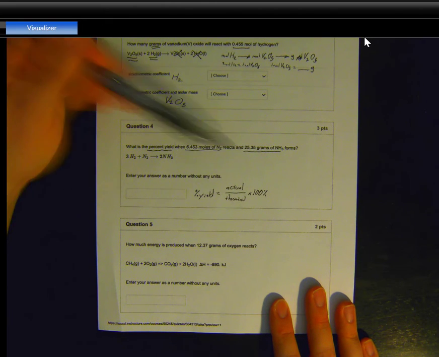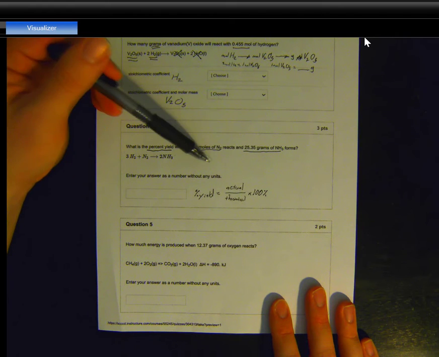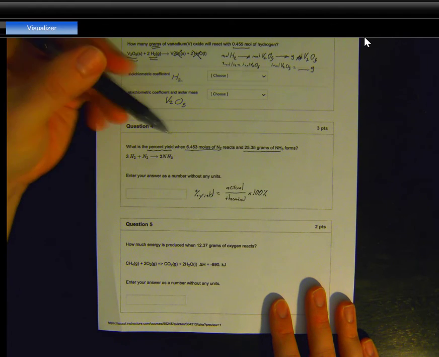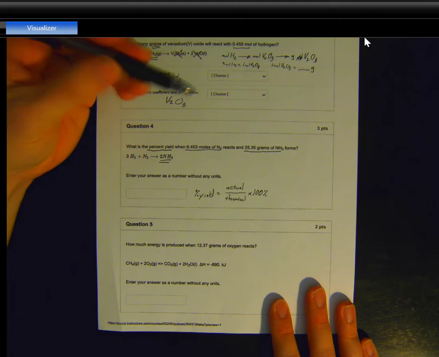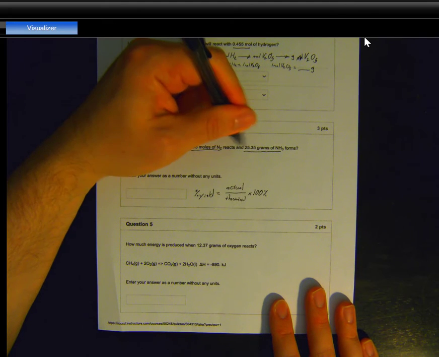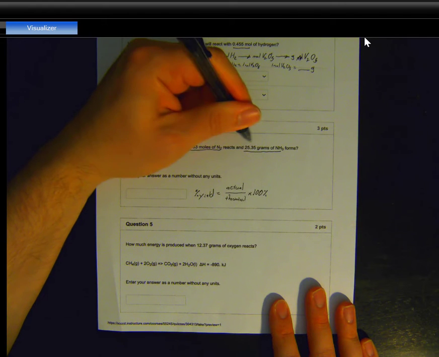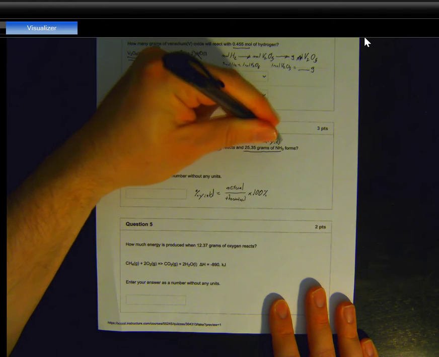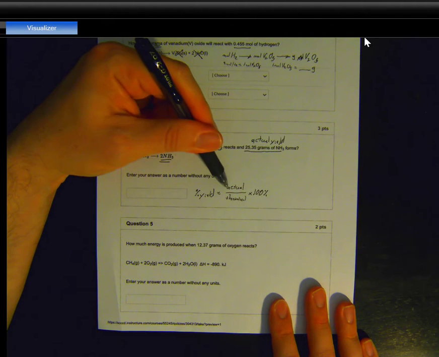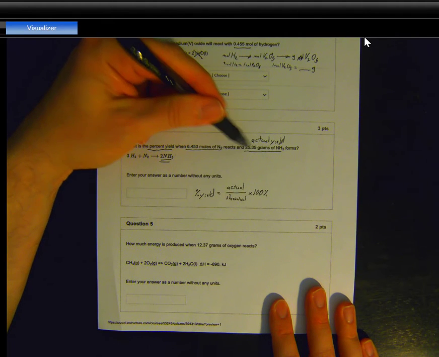So we can't just take these two numbers together. We have to get them to be the same. And they need to be about the product. So the product is the NH3. So this is saying this is what forms. This is the actual yield. Okay, so that will go down into this equation just as it is. We don't have to do anything to change that.